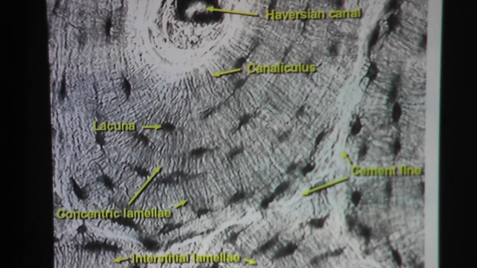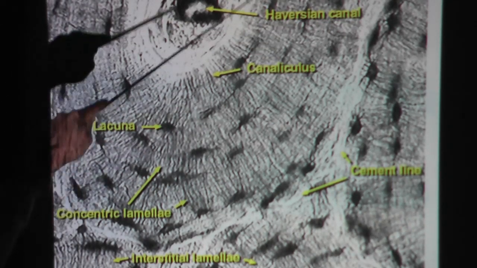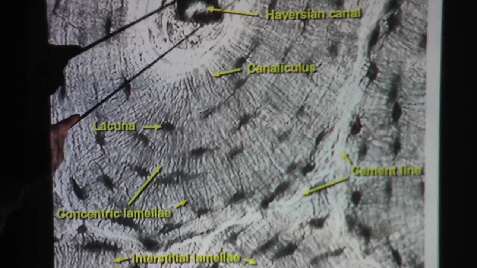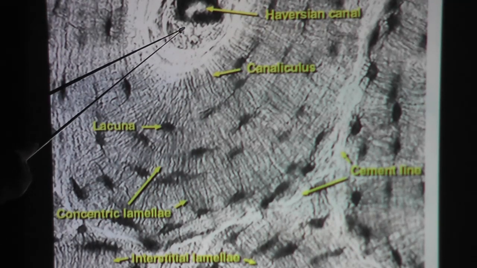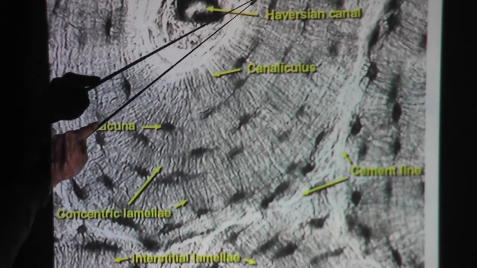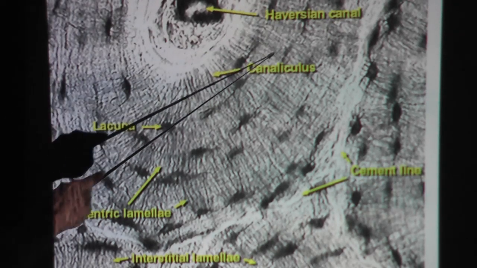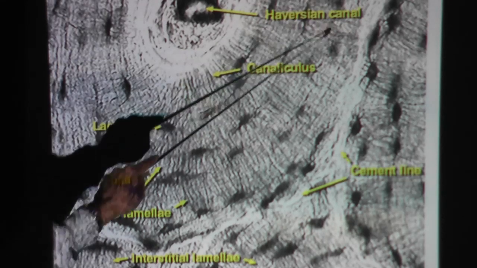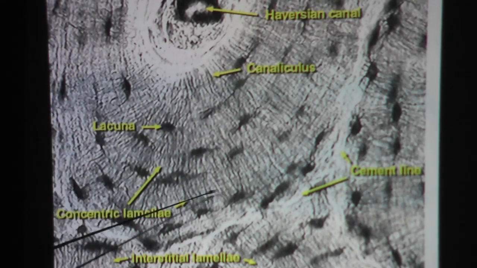Here is a high power view of a partial osteon. This is one very large osteon, and we're only looking at the lower half of the osteon. That's the central canal in the middle. This is one lamella here. Another ring here of another lamella, another lamella, another lamella. All those are the rings called lamella. And in the rings, you see these little dark spaces. That would be the lacuna. And it's in that lacuna that we will see the osteocyte.